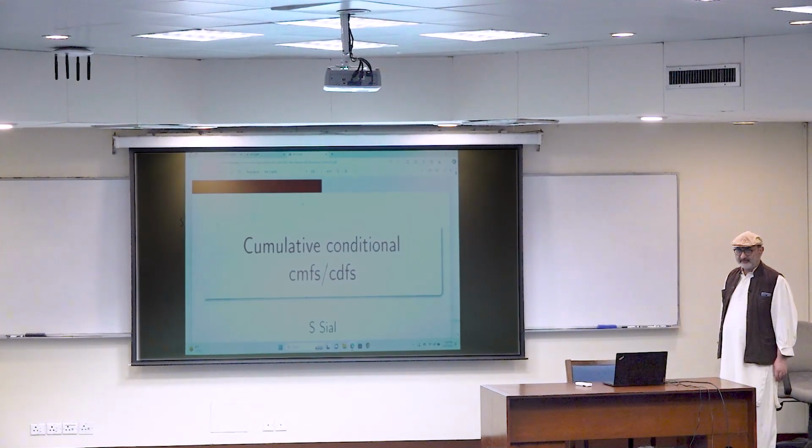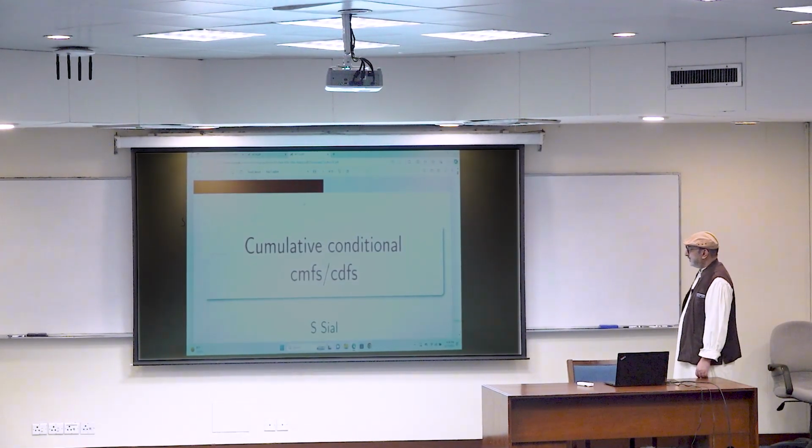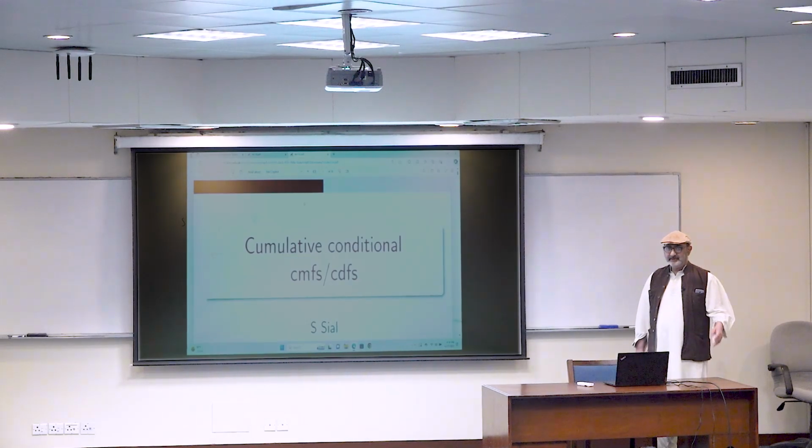Okay, in the previous discussion, we were looking at conditional CMFs and CDFs. And so the remaining topic then is the cumulative conditional CMFs and CDFs. Okay, so if you're talking about the probability of x given some information about y, what's the probability that x takes values from minus infinity to some value, given that y has taken some value? Okay, so that's what we're looking at now.